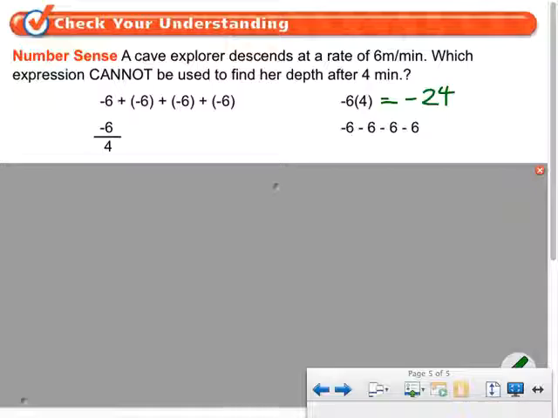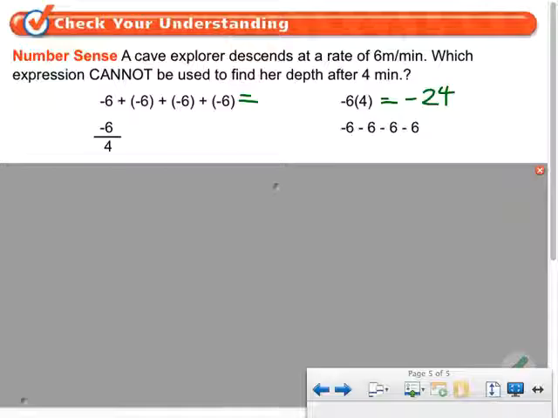I see pointing. Somebody tell me. Right there. Which one? The first row? Underneath it. Right there. Yes, this one, yes. So this is just rewriting, so -6 plus -6 plus -6 plus -6.